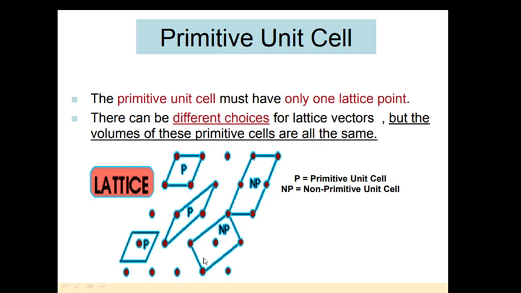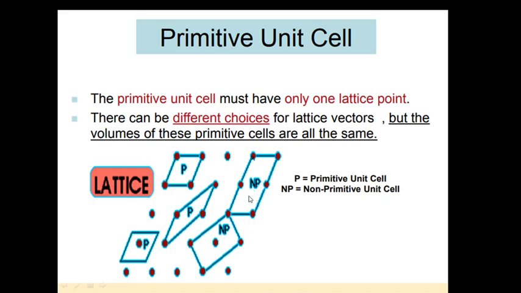If you look here, there are 4 corners, so that is a 1/4 contribution from each corner. So 1/4 multiplied by 4 becomes 1, plus 1 lattice point entirely inside the center of this two-dimensional unit cell, and therefore it is 1 plus 1. So there are 2 lattice points, which is not equal to 1, and therefore I can tag this as a non-primitive unit cell.